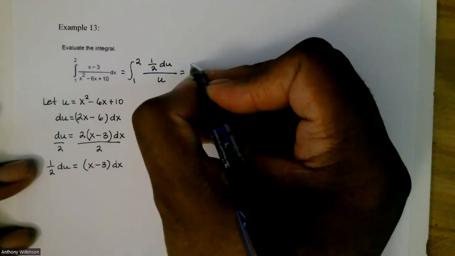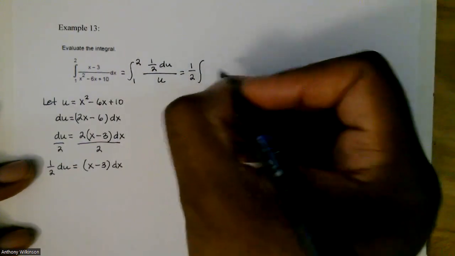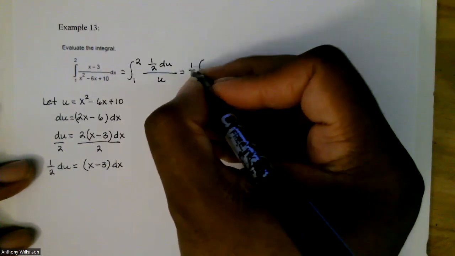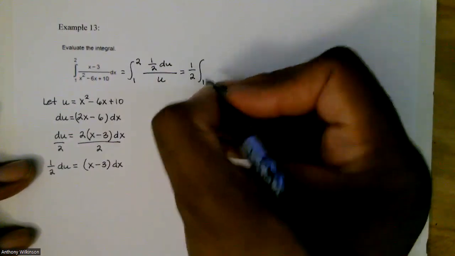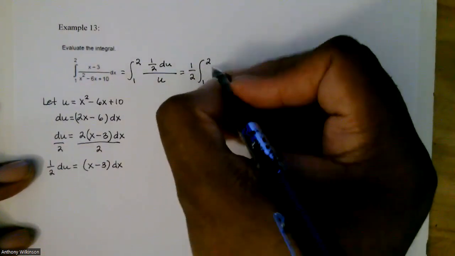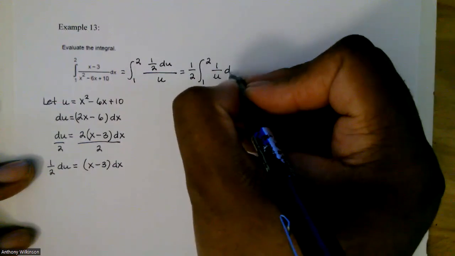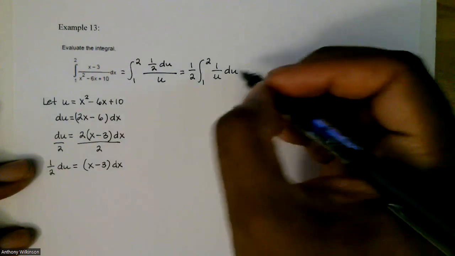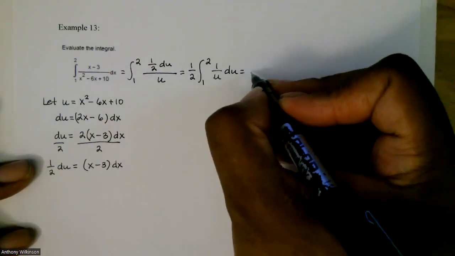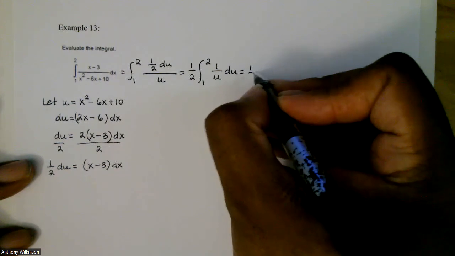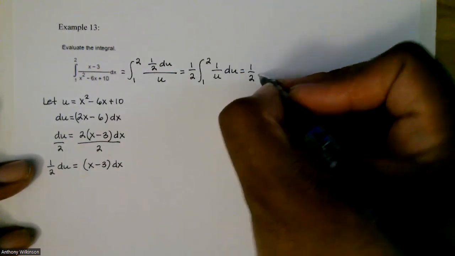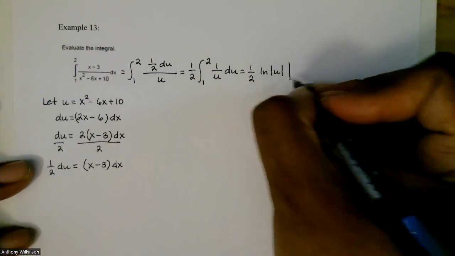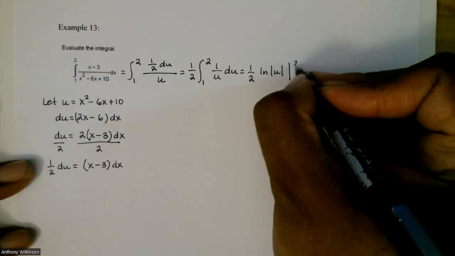Now, let's pull that 1/2 on the outside of the integration sign. So it'd be 1/2 times the integral from 1 to 2 of, let's say, 1 over u du. Because the integral of 1 over u du is going to be the natural log of the absolute value of u. So I'm going to have 1/2 times the natural log of the absolute value of u. And this will be from 1 to 2.